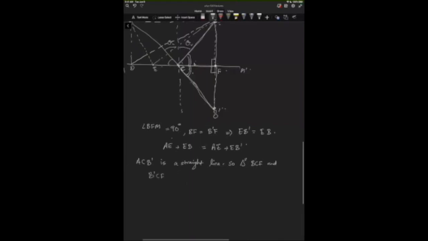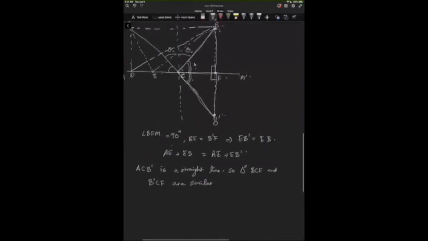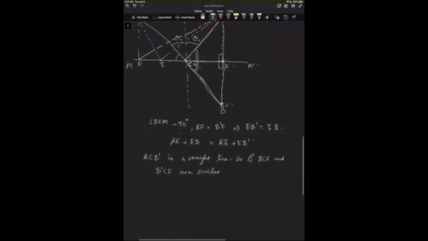So they share the same 90-degree angle, and then two of the sides, that is BF and B prime F, are the same, and CF is shared. So that means two sides and an angle are the same, which means that these two triangles are similar, which means all the angles inside these two triangles are the same. So B prime CF and BCF are the same. So I'll just formalize that. Triangles BCF and B prime CF are similar because, as I just showed you, they share two sides equal and one angle that's the same, and that makes all the angles automatically the same.